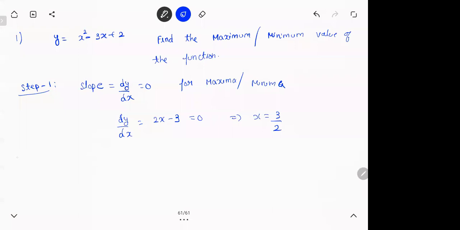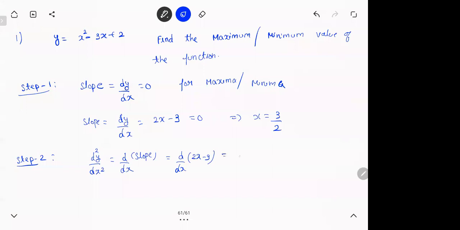Now step 2. Now see this 3 by 2, is it a maxima or a minima? I don't know. Step 2: differentiate the slope again, which is d square by dx square, which is nothing but the differential of slope. What is slope? Slope is this, which is 2x minus 3. Got it? After differentiating the first time, whichever function comes, differentiate that thing again.